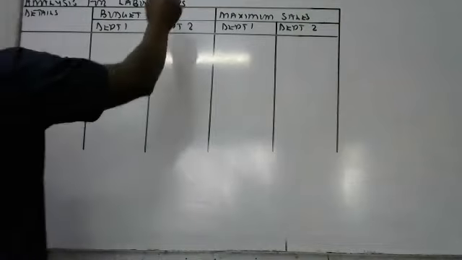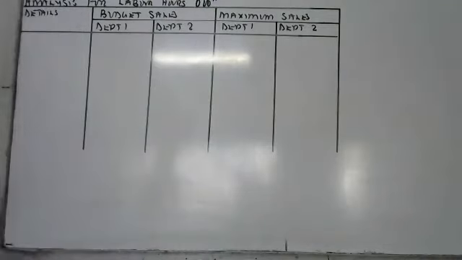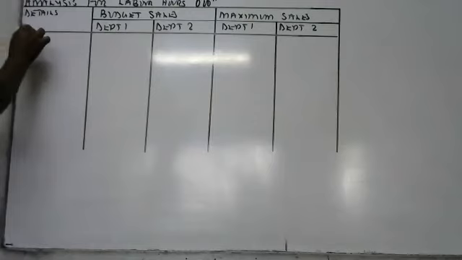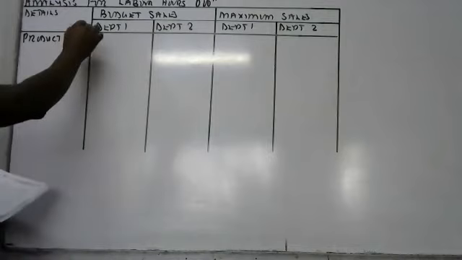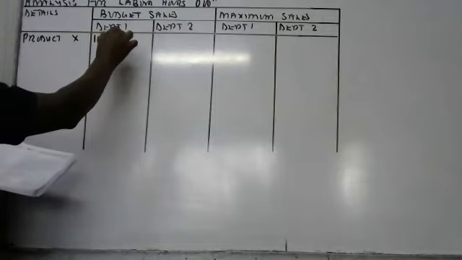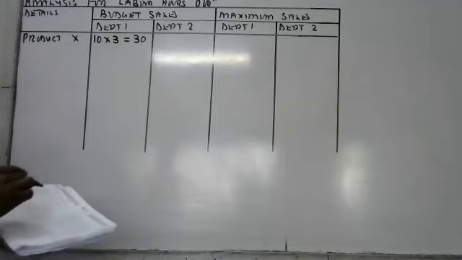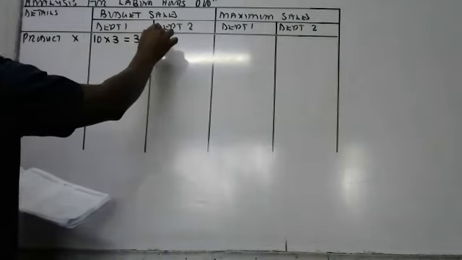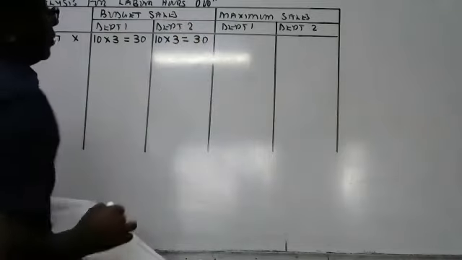Good. And I want to work with our figures being thousands. So we begin with the product X. Product X, in the budget, we have 10,000. And it requires 3 hours in department 1. So that is 30. In department 2, we have 10 units, each requiring again 3. So those are 30 hours.